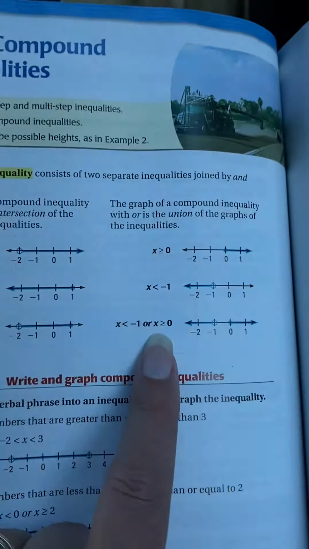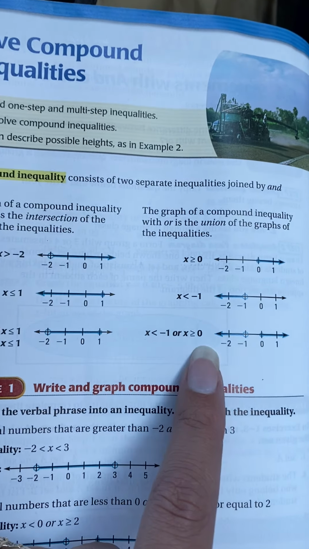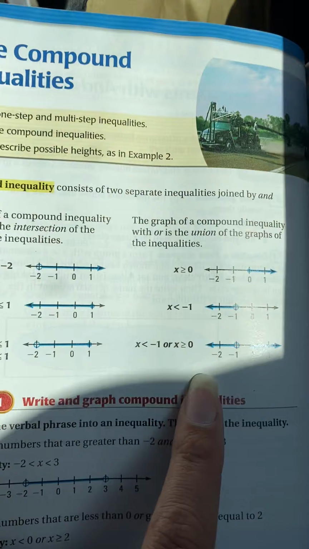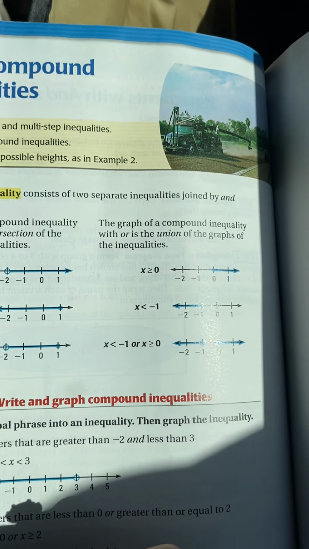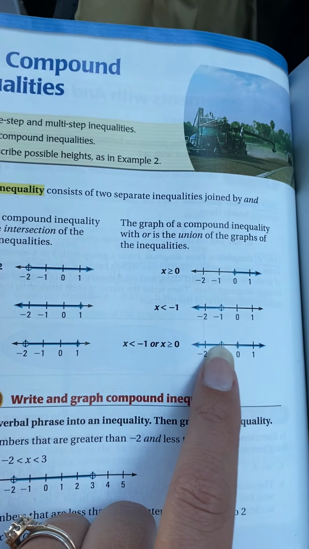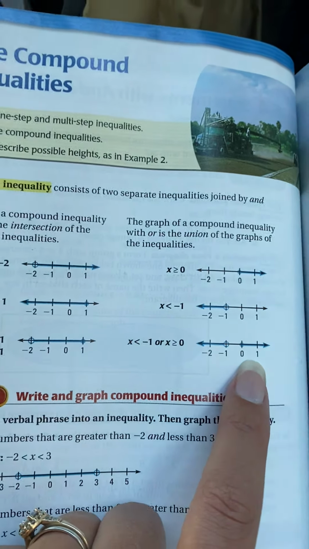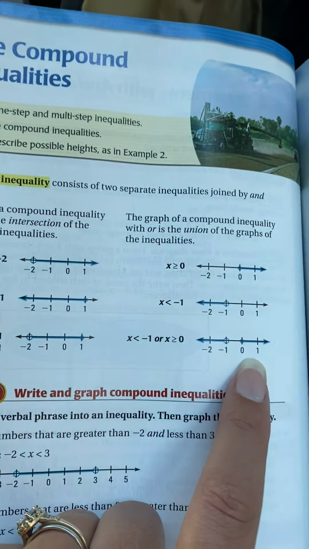But in the "or", it can be either, it can fit either this one or that one. So this one is x is less than negative 1. So we can graph that, and then x is greater than or equal to 0. So you can graph it that way. You're going to graph both of them, and it means x can be either this one or that one. So x could be 1, x could be negative 2, and so on and so forth.